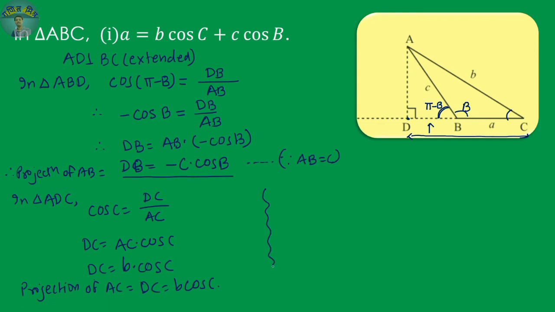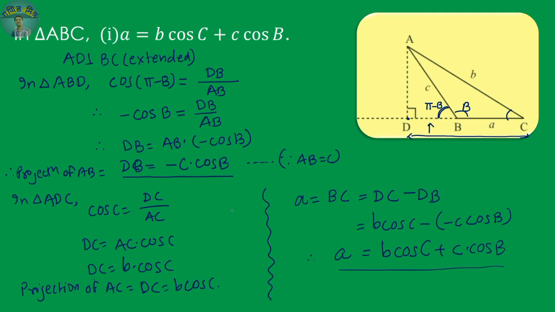Now I'm going to find out the value of A. A is equal to BC. But what is BC? It is actually DC, the whole DC, minus DB. That is the subtraction of these two projections. DC is B cos C minus DB, and DB is minus C cos B. So that minus minus becomes plus. Therefore, A is equal to B cos C plus C cos B. So this is the proof in the second case, case 2.